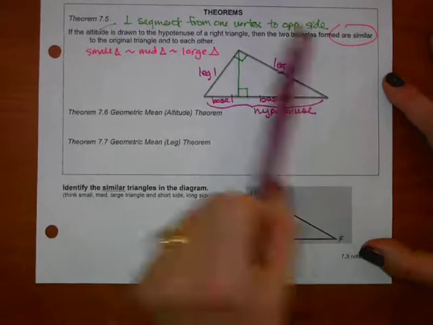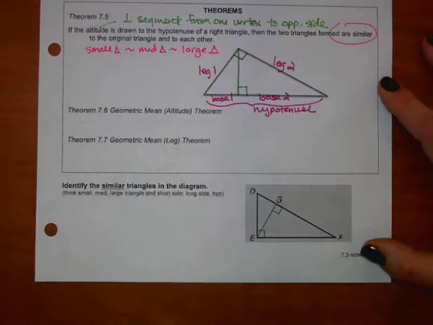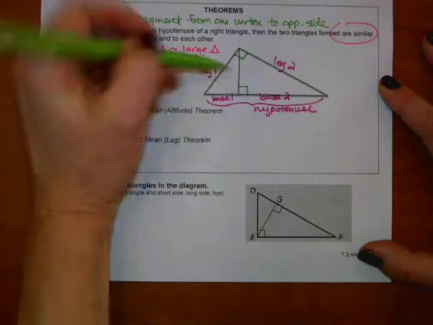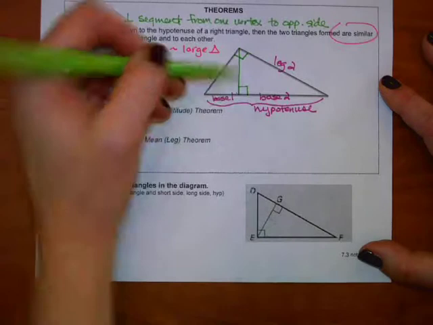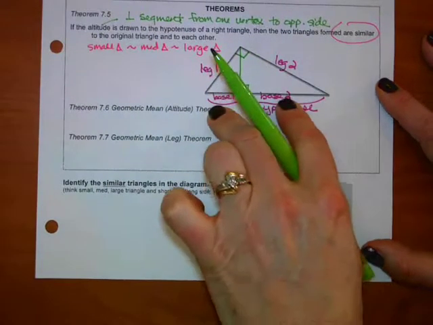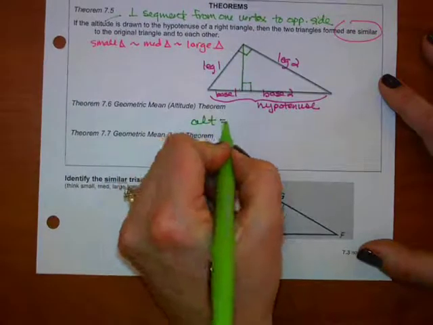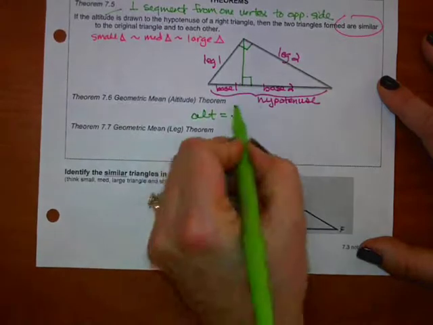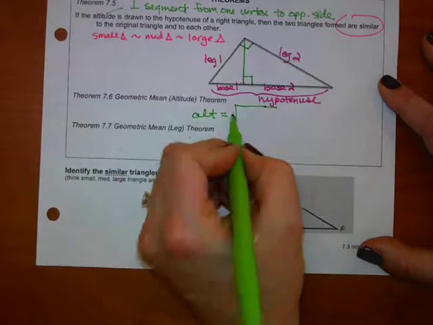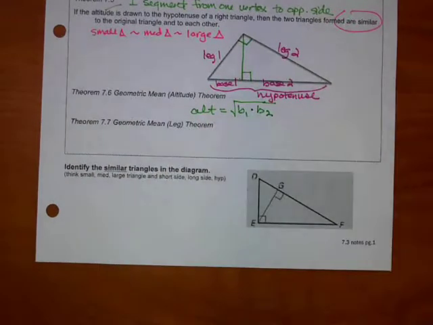Now, if you can't use similar triangles, then you might need to use this. If you need to find the altitude, and they give you these two base numbers, you can find the altitude using the geometric mean altitude theorem, which says the altitude is equal to the square root of base 1 times base 2, depending on what numbers they give you, which we'll look at later.